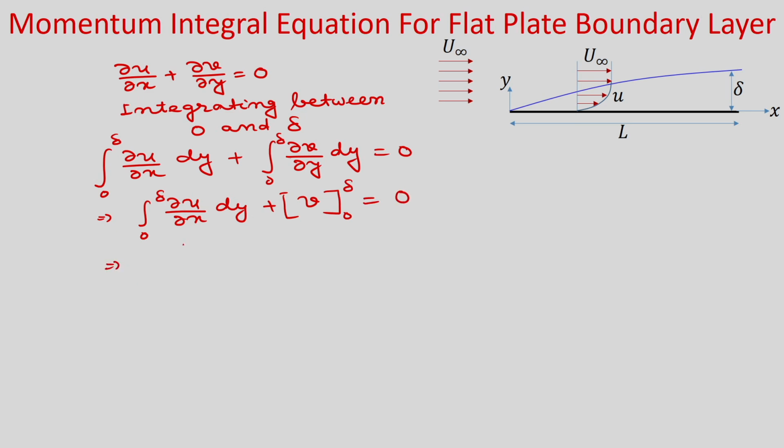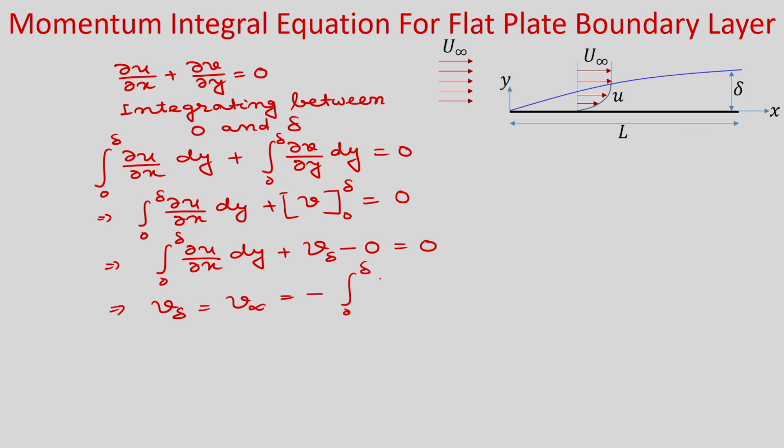So, now you can see we have the first term as it is, and this term you see at y is equal to 0. Okay. That means, on the flat plate v is equal to 0. Okay. So, we will get at y is equal to delta v delta, that means minus, so at y is equal to 0 this will be 0. So, v delta, that means at y tends to infinity, v infinity we can write as minus integral 0 to delta ∂u/∂x dy.